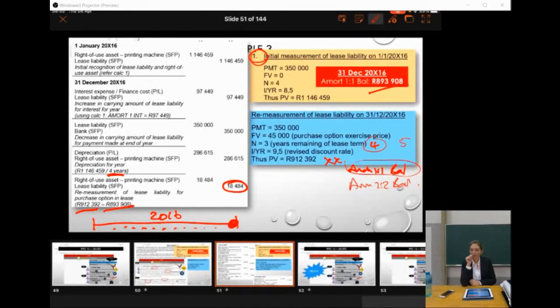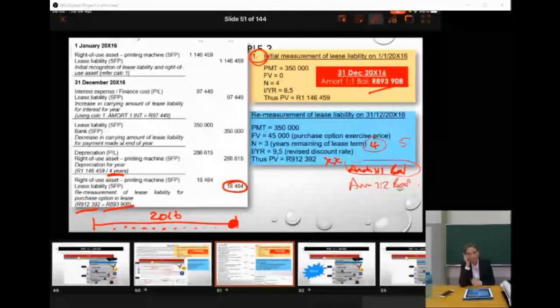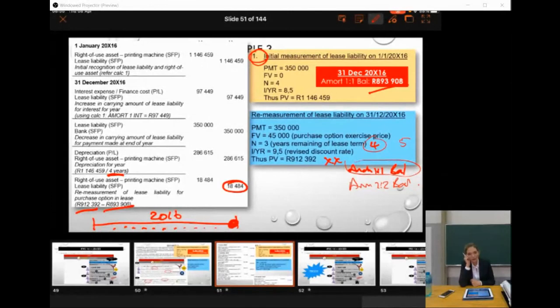Good, cool. If we're supposed to calculate interest rate implicit and there is a change in lease term, would we have to calculate the new interest rate implicit? Yes, you'll have to calculate the new interest rate. Yeah, so we will have to do that.